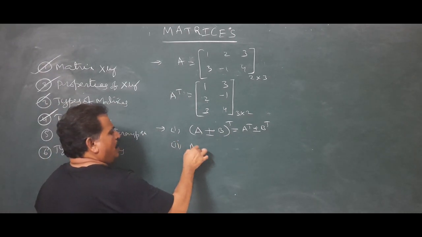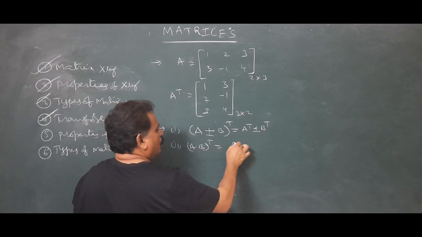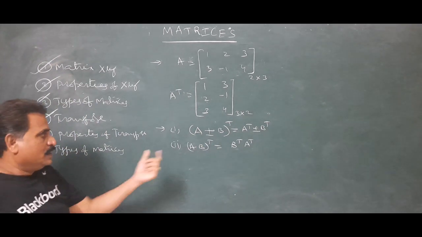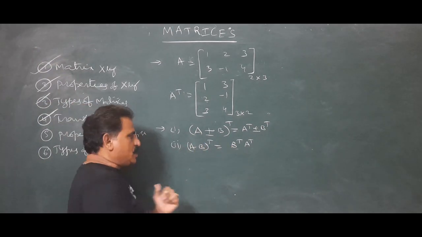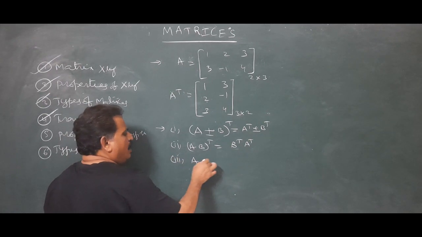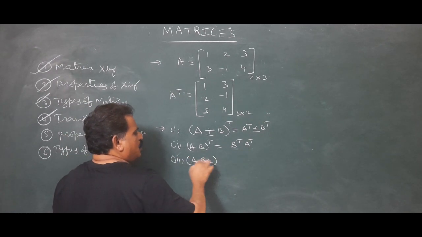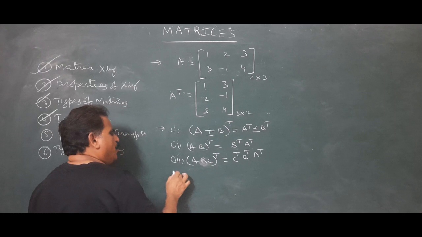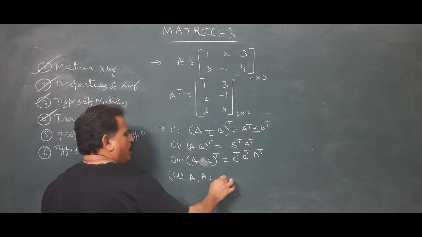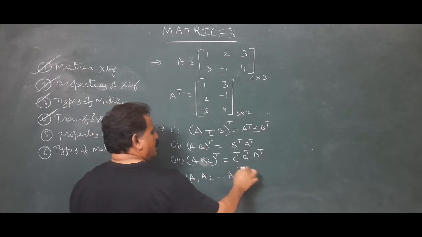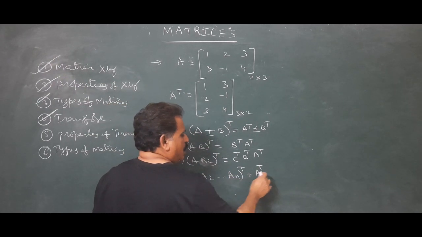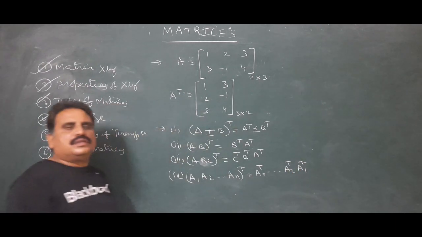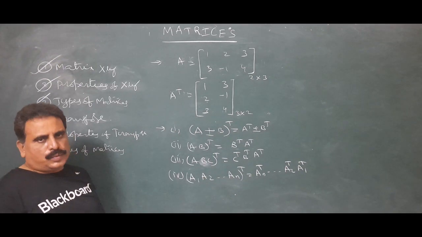Second one, AB whole transpose equals B transpose A transpose. That is the reverse order. Keep in your mind that AB transpose is B transpose A transpose. For example, if you take ABC whole transpose, reverse order, C transpose, B transpose, A transpose. In general, if you take n elements A1, A2 and so on An whole transpose, reverse order, An transpose and so on, A2 transpose, A1 transpose. These are the properties of transpose.